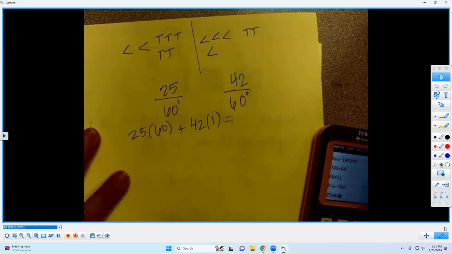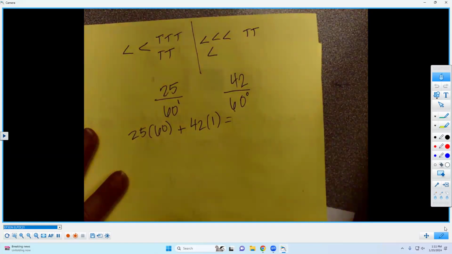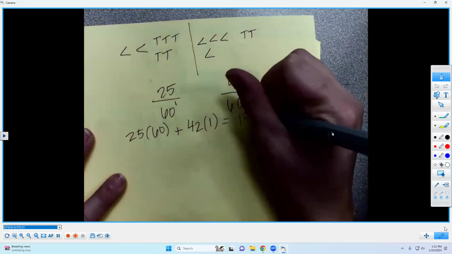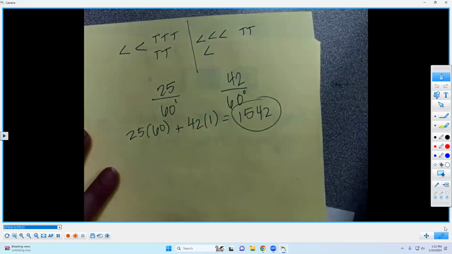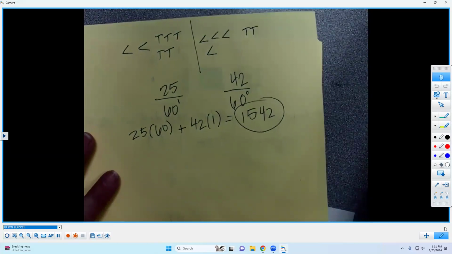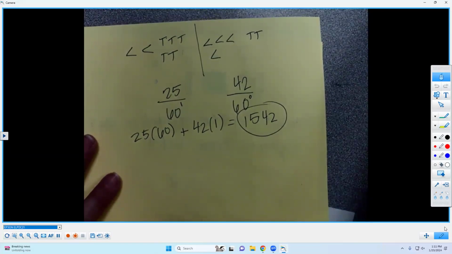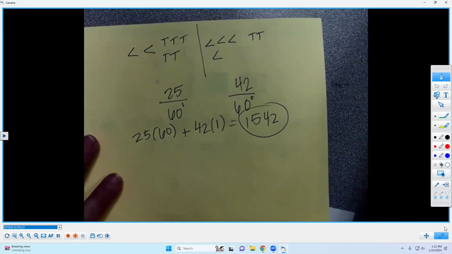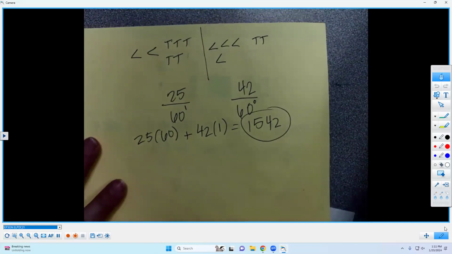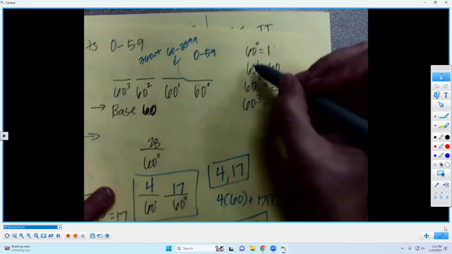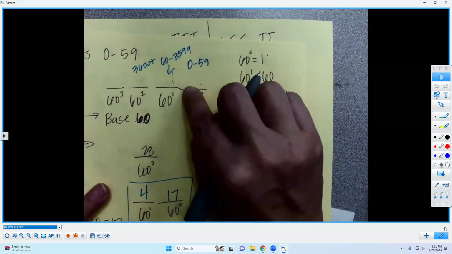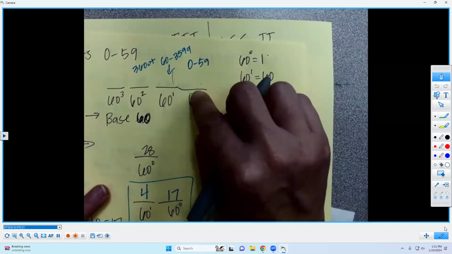$25 times 60 is 1,500 plus 42 would be 1,542. So that would be the number 1,542. Does that make sense? I could have missed it, but why does 60 have the 1 for 25, but then 60 has 0 for 42? Going back to our place value, this is like the ones place, and I can have up to 59 ones place there.